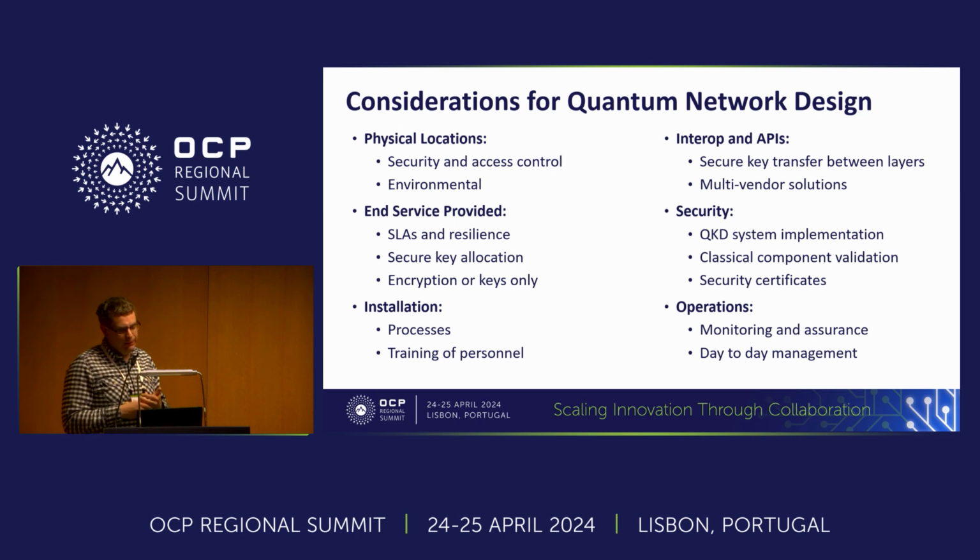Standard APIs have to be made available to allow those layers to securely transfer key material and allow interoperability between multiple vendors. What end service is provided is important to talking about the service level agreements, resilience, and how that allocation of key material can be distributed fairly across all the customers in a network, and whether you do encryption or keys-only type interfaces towards the end customer.